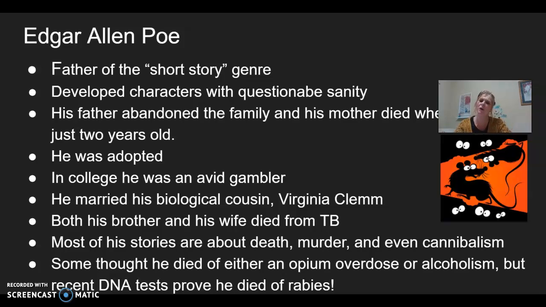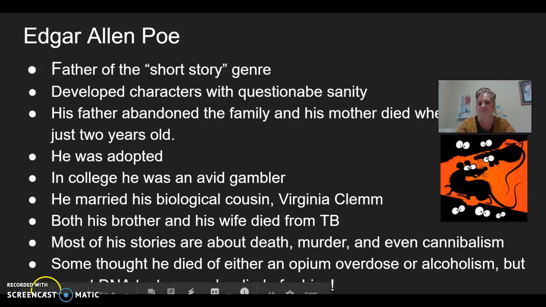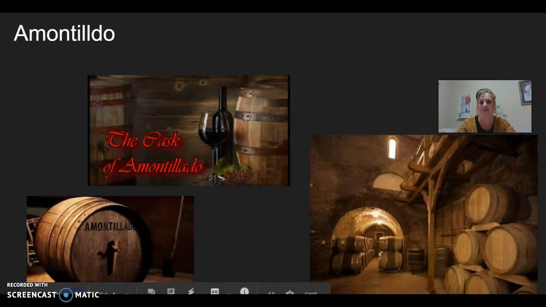Some critics question, well, if he died of rabies, why wasn't there a bite noted? To be honest, most people that have rabies don't even know or remember when they were bitten. So that's up for speculation. You'll have to think about that on your own. If you're curious, you can do a little more research. All right, so moving on.